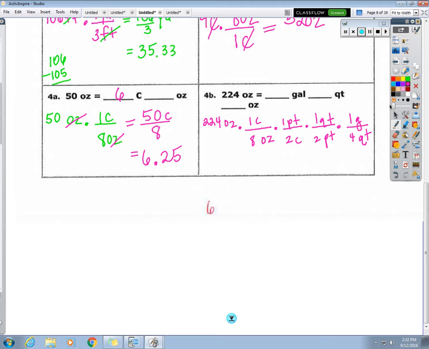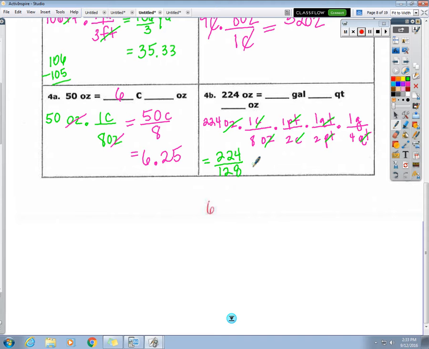Okay, so now we're going to figure out how many gallons 224 ounces will make. So, cross out all of these. In the numerator, we just have 224 and then 4 ones, which is 224. In the denominator, we have 8 times 2 times 2 times 4, which is 128.